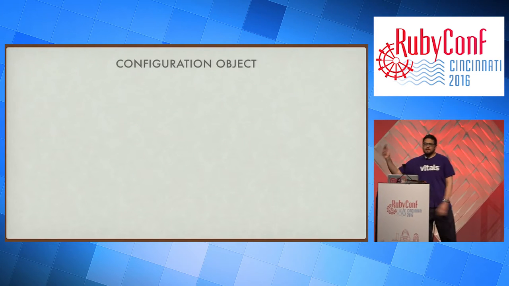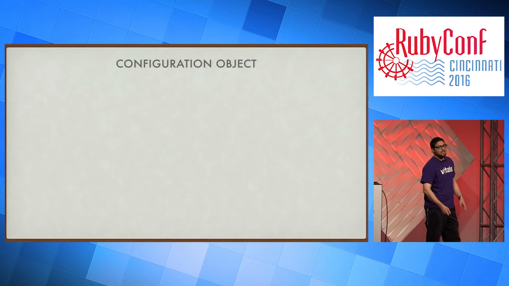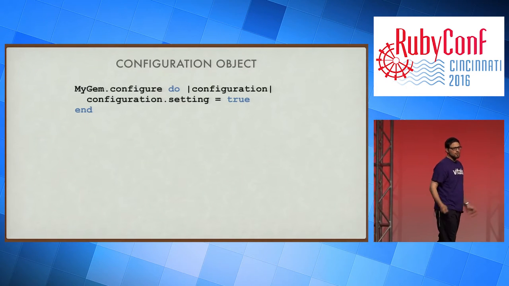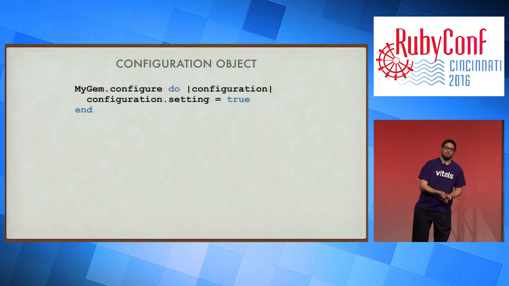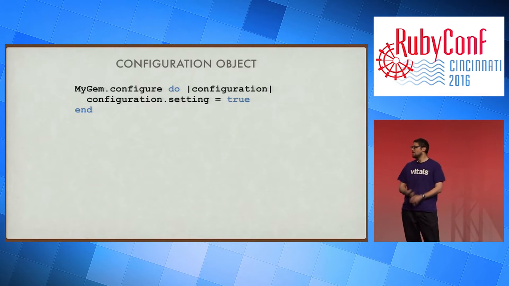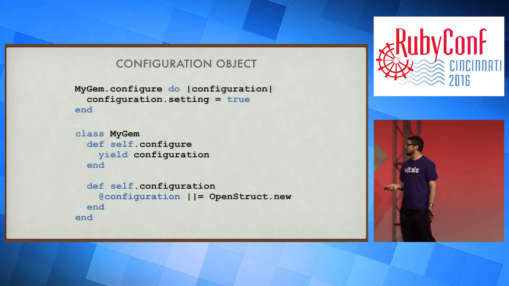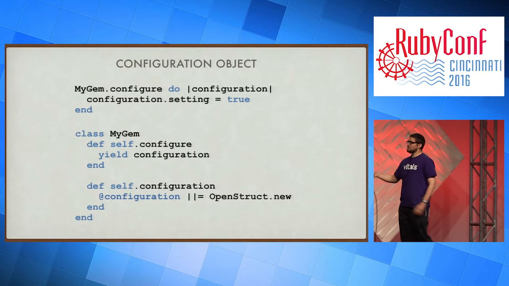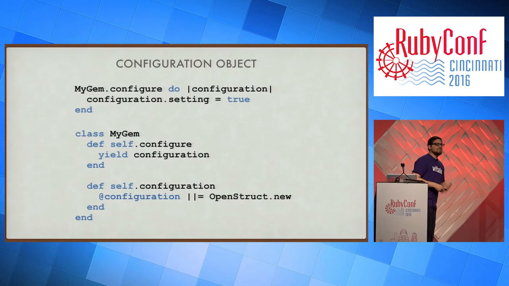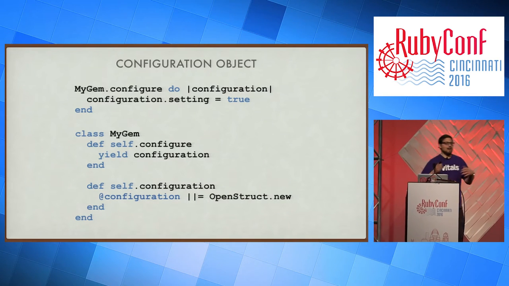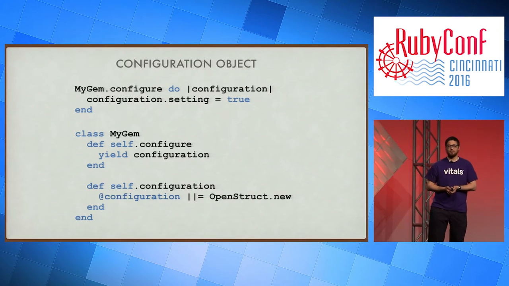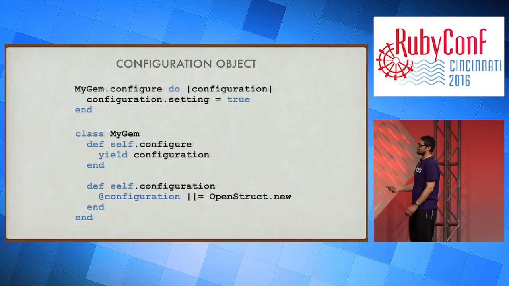Common use case number two is a configuration object. Let's say that you made a gem, which requires some configuration. You want to have a DSL like this. So you call .configure, you get a block, which takes a configuration argument, and then you'll start setting settings on your configuration. This is all the code that you need to do it. The configure method on your gem is just going to yield your configuration object, which is an OpenStruct. And since OpenStruct has that really nice property where it lets you just set and get random keys, it just works. It's really simple, and it's built in.